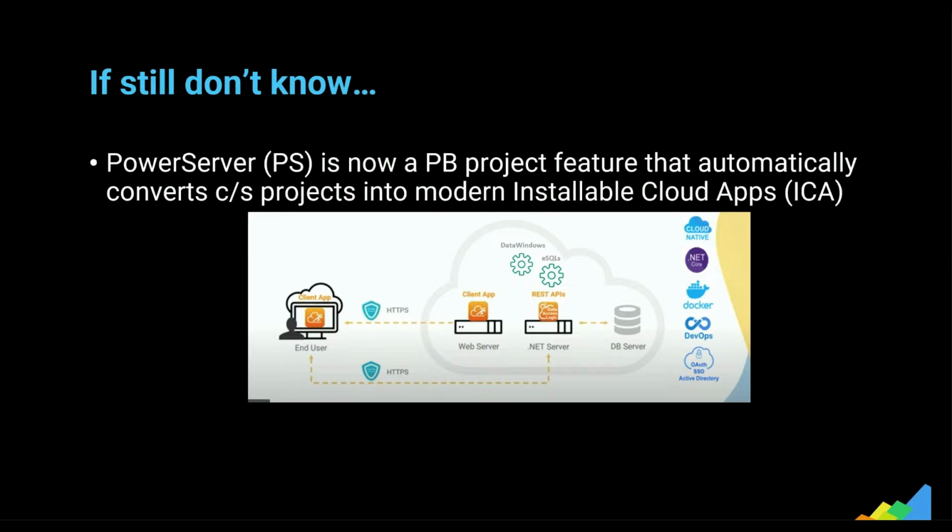In this picture, you see the ICA, the client app, that enables end users to access the existing PowerBuilder apps from Windows devices over the internet, and the app looks and works the same as before, supporting almost all PowerBuilder features. With a cloud-native architecture, end users no longer have direct access to the database, and all DataWindows and embedded SQLs execute on the .NET server behind the firewall.